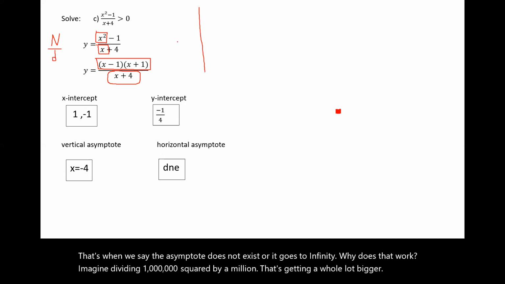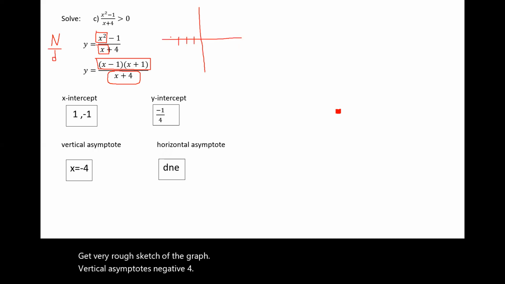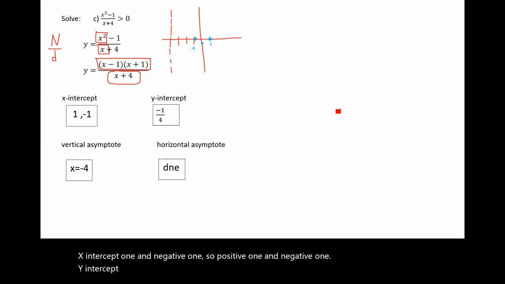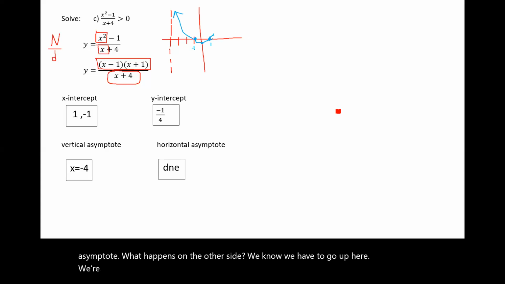Okay, very rough sketch of the graph. Vertical asymptote, -4. No horizontal. This is going to be interesting. X-intercept 1 and -1. So +1 and -1. Y-intercept -1/4. All right, so it looks like these should connect and we'll approach our asymptote. And what happens on the other side? We know we have to go up here. We're not approaching anything horizontal, so I think we have to keep going. Huh.